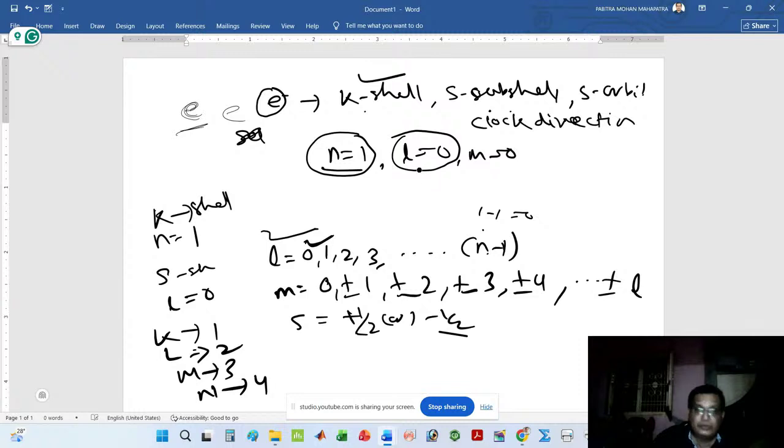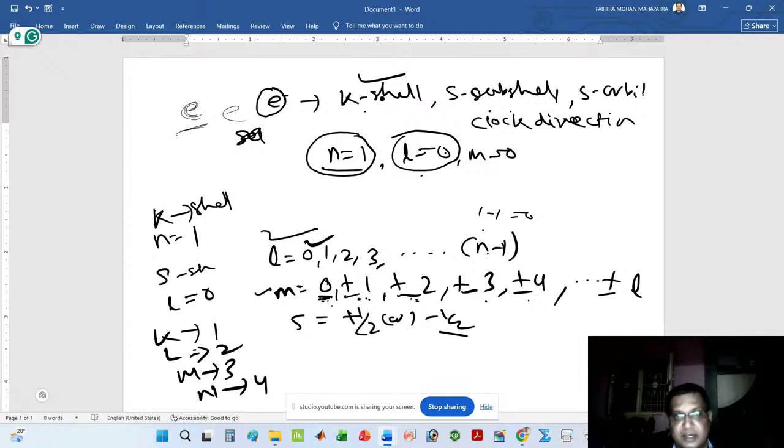If you know the l value, then you can find the m value. If l is equal to 0, then only 0. If l is equal to 2, then we can write 0, plus or minus 1, plus or minus 2. If l is equal to 1, you can write 0, plus or minus 1. If l is equal to 4, then you can write 0, plus or minus 1, plus or minus 2, plus or minus 3, plus or minus 4. If l is equal to 3, then you can write 0, plus or minus 1, plus or minus 2, plus or minus 3. You can take from the beginning up to the last.